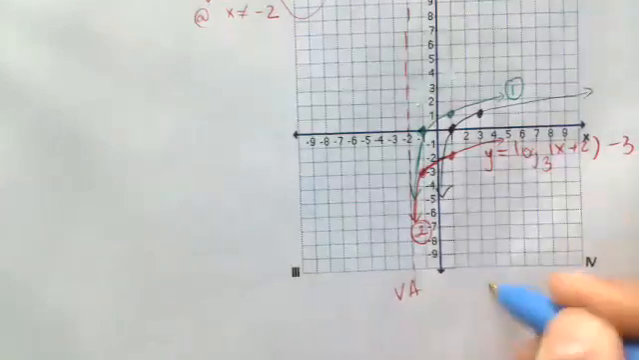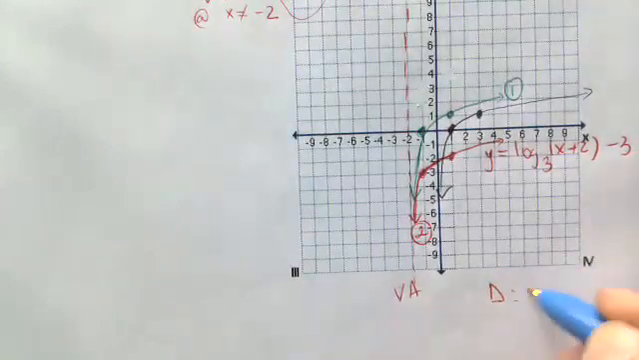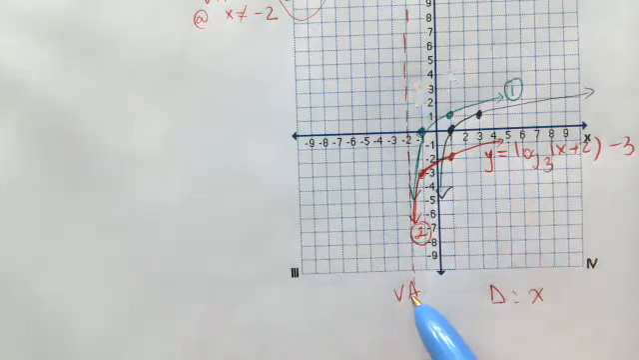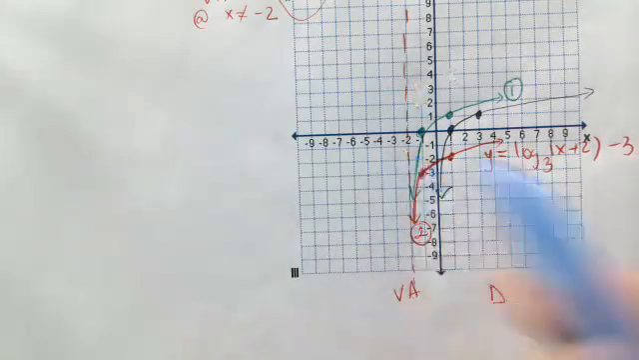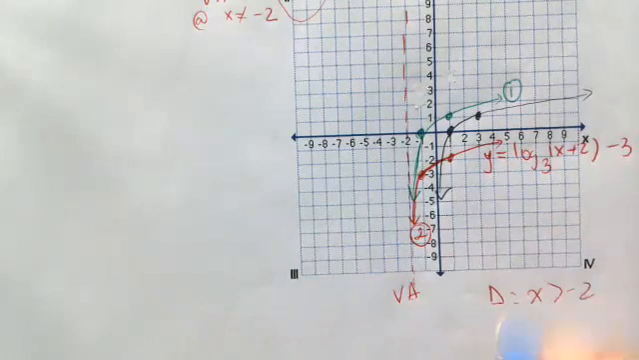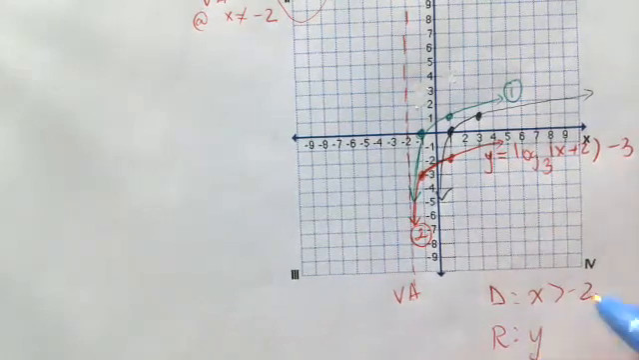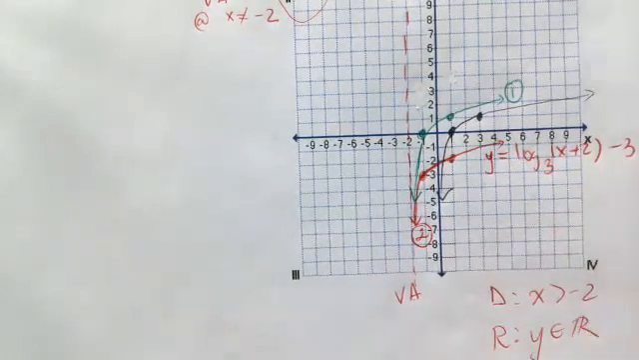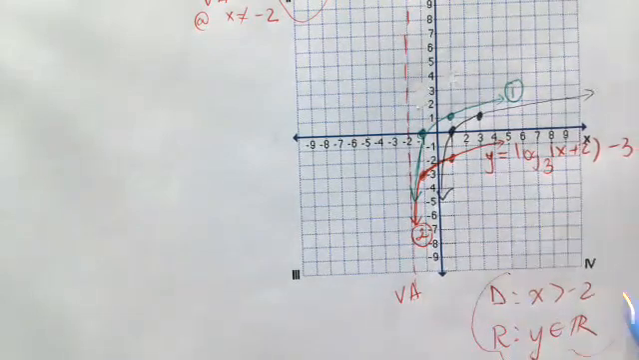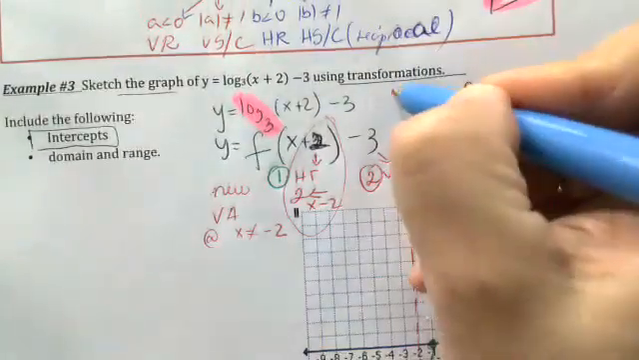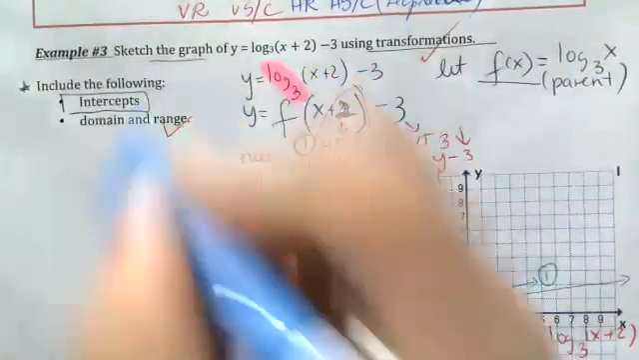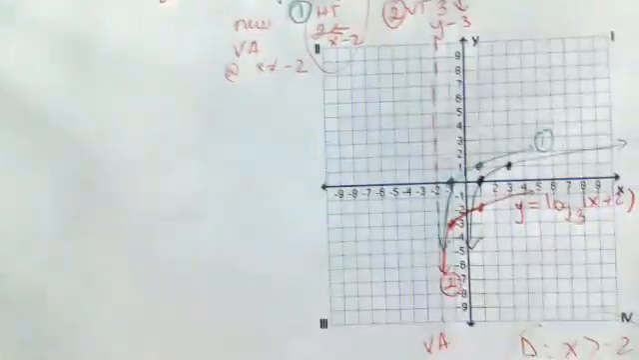Domain straight from the graph: x is bigger than the value of your vertical asymptote, so bigger than -2. And the range y is all the real numbers. So that's been taken care of. I've done transformations, I've done domain and range. All I'm left to do is the intercepts.